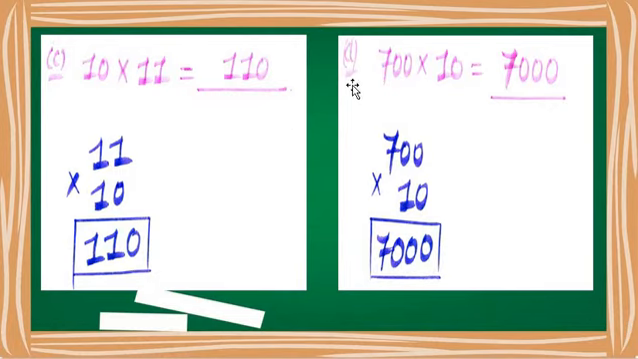Then after that, question number D. Let's check what question number D is. 700 multiplied by 10. What, all students? 700 multiplied by 10. So 700 is bigger, that's why we write it on the top side. Understood? Then after, multiply with 10. So what to do, all students?